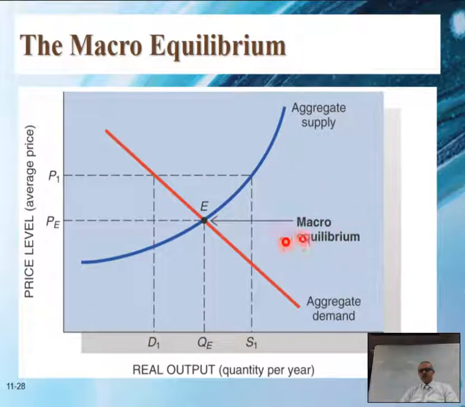Here we have the macro equilibrium. This is the quantity equilibrium, which is real output. And here is the price equilibrium. Now, of course, this is real. Remember, every time you see real, it's adjusted for inflation. So if you remove inflation, it becomes exactly the same prices.